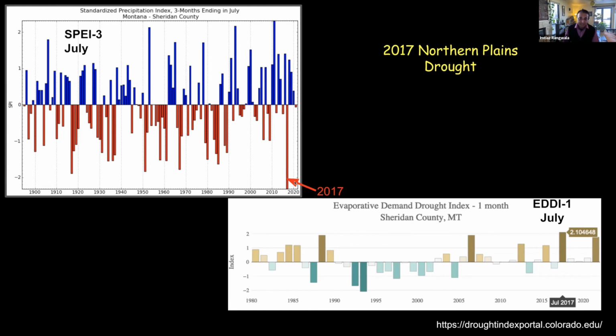For 2017, a 3-month precipitation index ending in July is the lowest, so the most extreme dry conditions from that perspective. And if you look at EDDI, 1-month EDDI in July showed the highest value of EDDI for that month. So again, it depends on what index you're looking at and what time scale you're looking at, whether you are capturing these events.